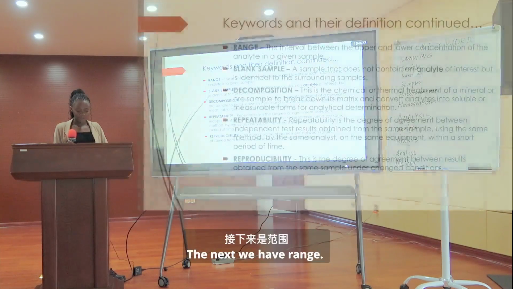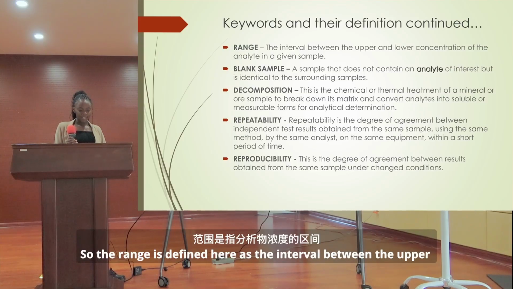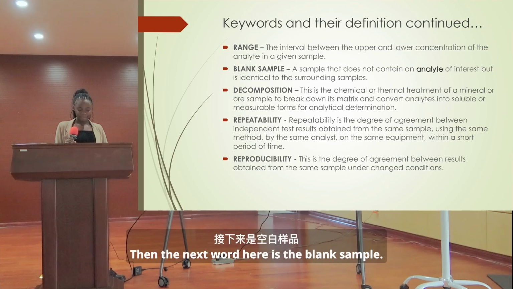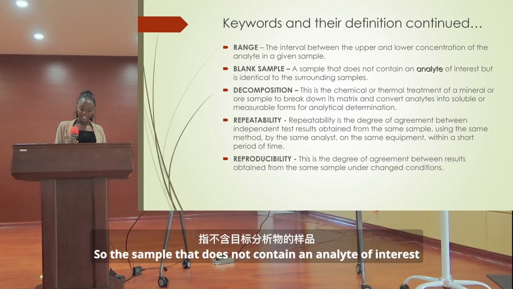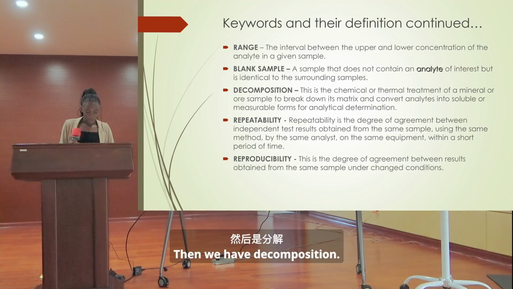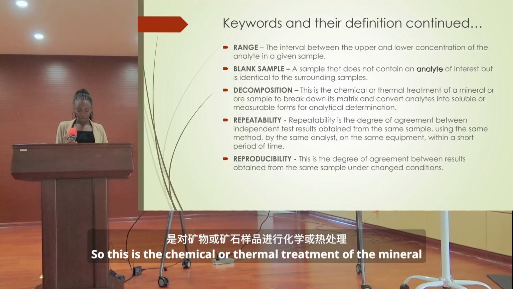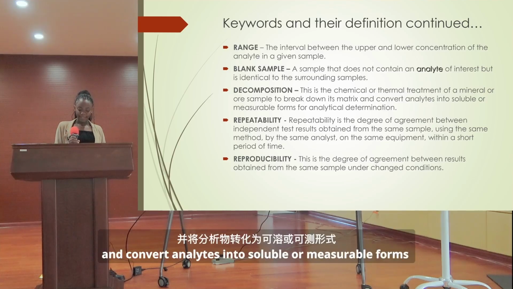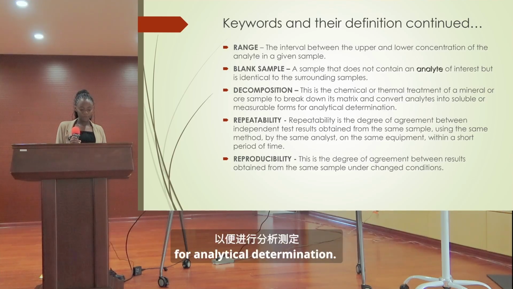Then next we have range. The range is defined here as the interval between the upper and lower concentration of the analyte in a given sample. Then the next word is the blank sample, a sample that does not contain an analyte of interest but is identical to the surrounding samples. Then we have decomposition. This is the chemical or thermal treatment of the mineral or ore sample to break down its matrix and convert analytes into soluble or measurable forms for an analytical determination.